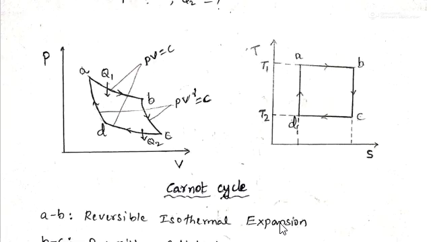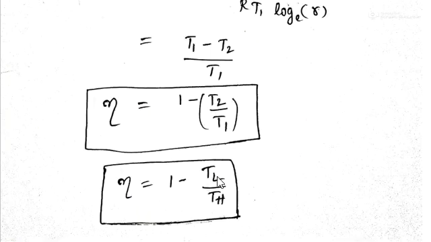Here, if you observe, T2 is the lowest temperature in the cycle and T1 is the highest temperature. So in the place of T2 you can write T lower, and in the place of T1 you can write T higher. You can write it like this also: the efficiency of the Carnot cycle is 1 minus T lower temperature by T higher temperature.